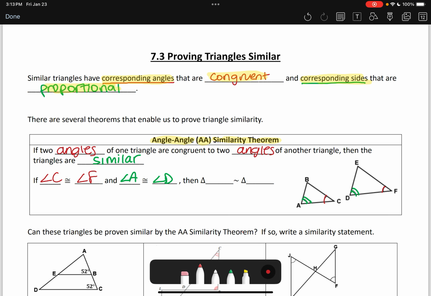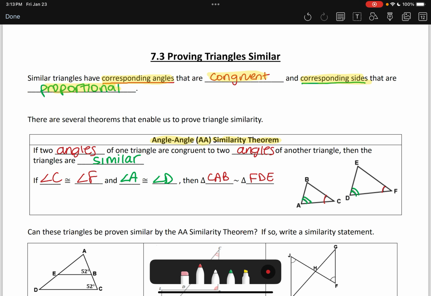So for this similarity statement that we have here, we get to decide the order. In this case, I'm going to say triangle CAB would be similar to, well, I started with C. C corresponds to and is congruent to F, so then I have F. A corresponds to and is congruent to D, so the next letter would be D. And then lastly, E. So when writing that similarity statement, just be mindful of the order in which you're writing it. So that's angle-angle similarity. Again, you just need two pairs of angles congruent in two triangles in order for us to say that they are similar.